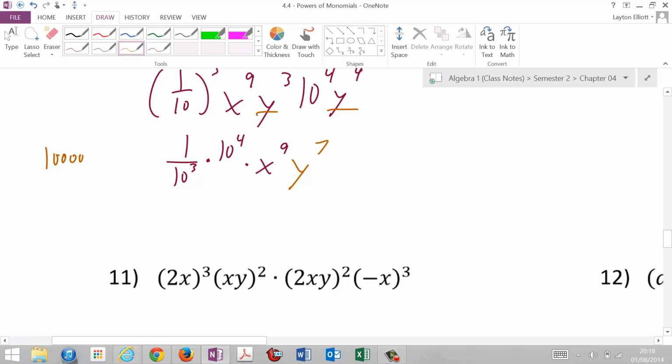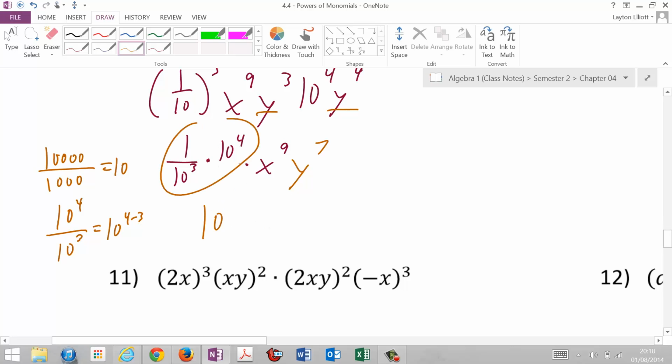So, one way to deal with the 10 to the 4th over 10 to the 3rd is just to kind of write them off like this. And if I divide those, I just get 10. Another way is that 10 to the 4th over 10 to the 3rd is the same thing as 10 to the 4 minus 3. And we'll kind of get there. So whichever way you need to do to figure out that this is really the number 10, go ahead and do that. 10, x to the 9th, y to the 7th.